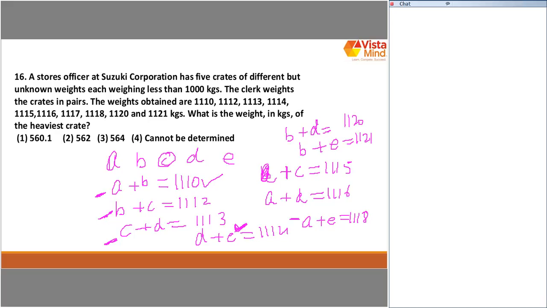C is 558. Okay, good enough. Find the value of B and D and A. What is 354 rupees?